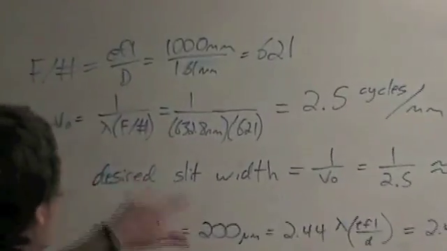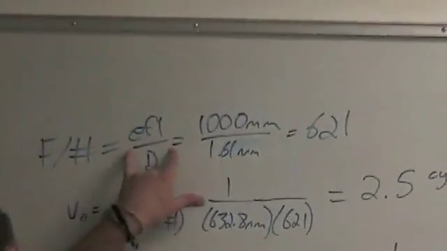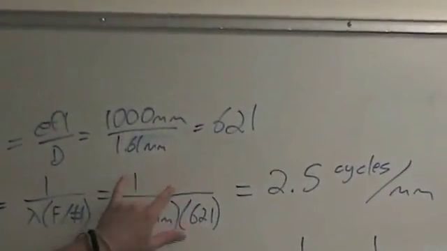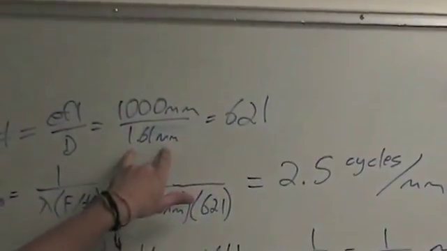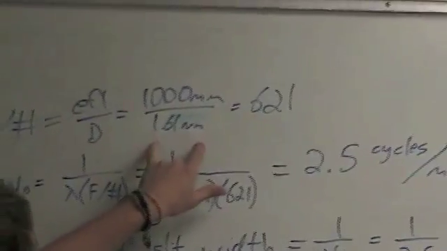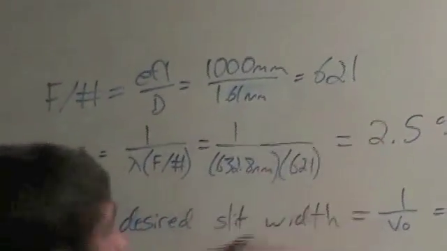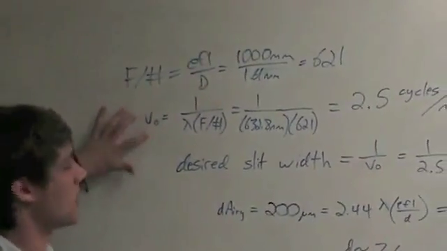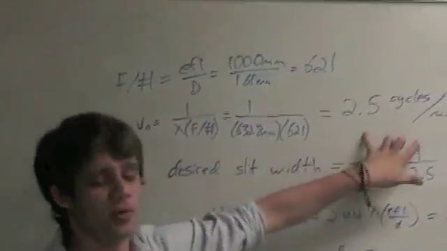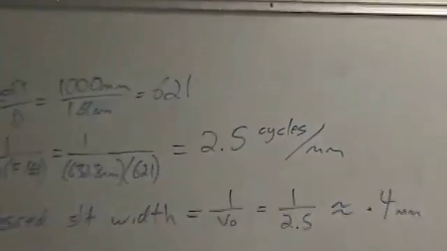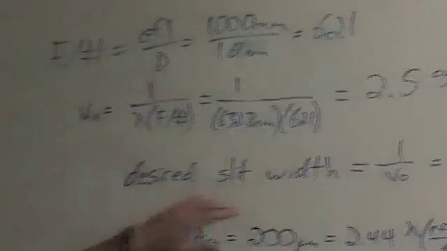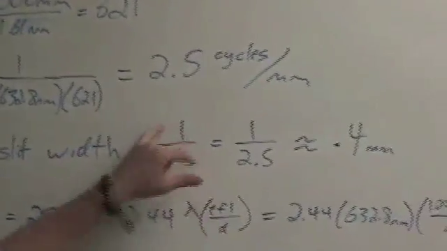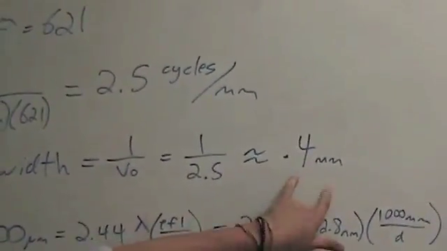Our EFL was 1,000 millimeters for the small test lens, and our calculated width of our aperture was 1.61 millimeters, so we had an F/621 F number. Then we can use that F number and the wavelength of our laser to find our cutoff frequency of the system, and we came out with 2.5 cycles per millimeter. To find the desired slit width at the end of our system, we do 1 over the cutoff frequency, which is about 0.4 millimeters.